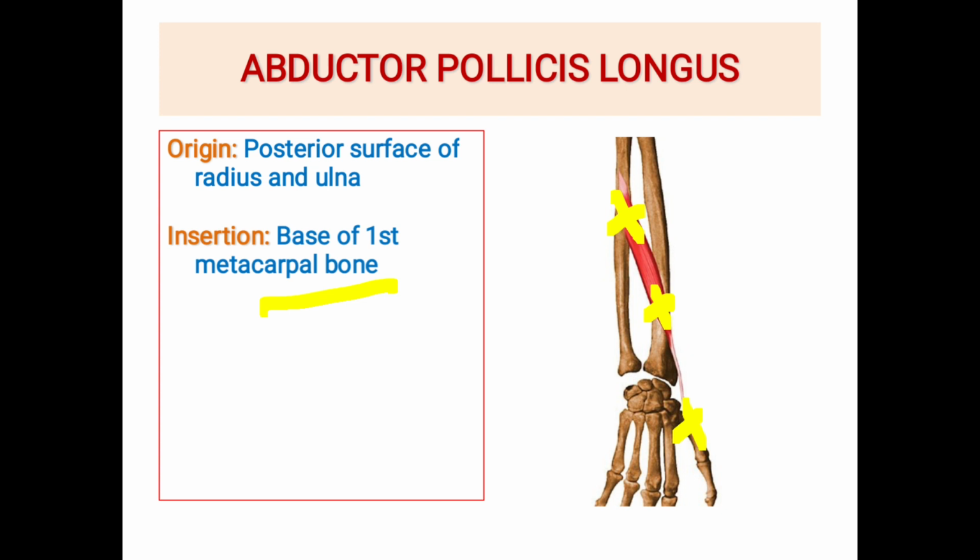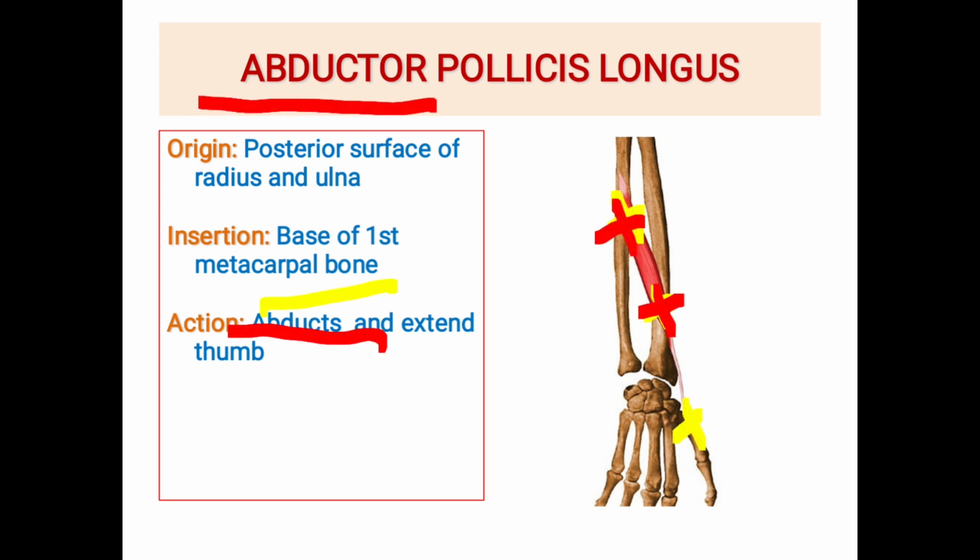I'm going to think of a class, extensor pollicis and the abductor. I will mark the origin red. I will change the color. Origin, ulna, radius. Insertion is the yellow, the base of the first metacarpal bone. So it, of course, abducts and extends the thumb. Even though it's not an extensor, it has an accessory movement of extensor.